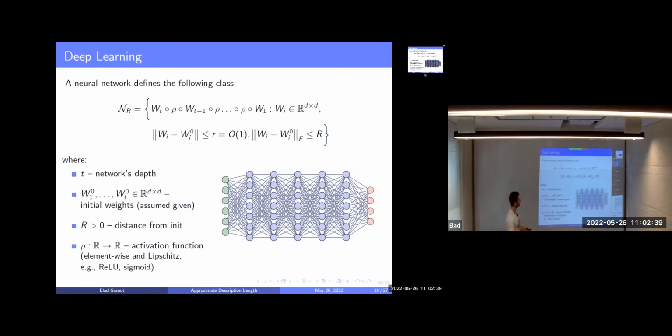And we allow bounding the distance from initialization by some R, because empirically there is a lot of evidence that usually a neural network does not go far from its initialization. And the dimension of the vector W will be d times d, just for simplification. Of course, we can extend it to any width, but for our talk, all layers will have the same dimension.